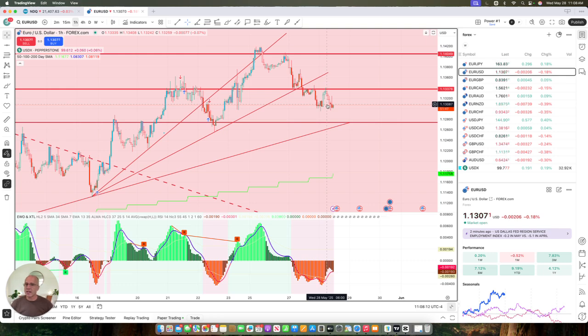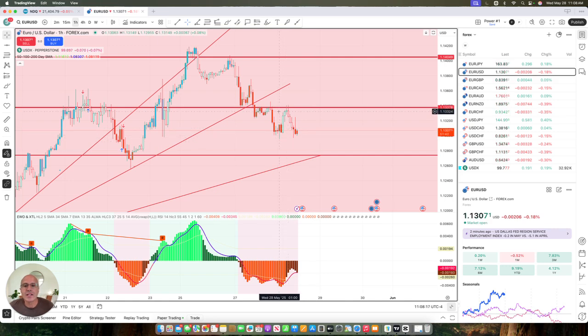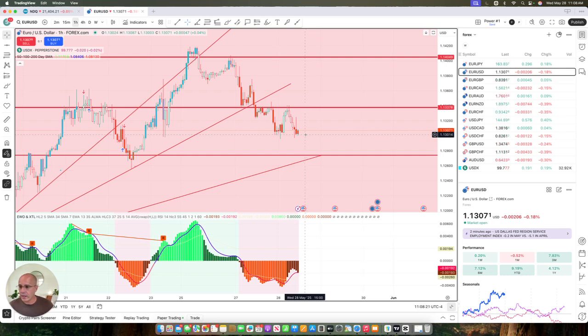And the euro, same thing. You are at the euro right here. You can see that the euro is fighting that formation. And let's see what will happen in the next couple of hours.